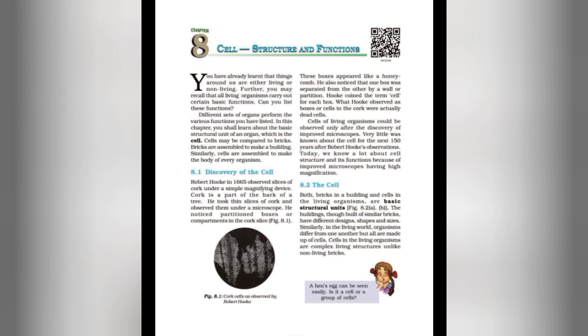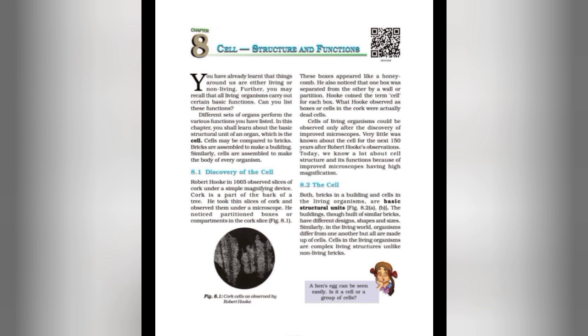Different sets of organs perform the various functions you have listed. In this chapter, you shall learn about the basic structural unit of an organ, which is the cell. Cells may be compared to bricks. Bricks are assembled to make a building. Similarly, cells are assembled to make the body of every organism.